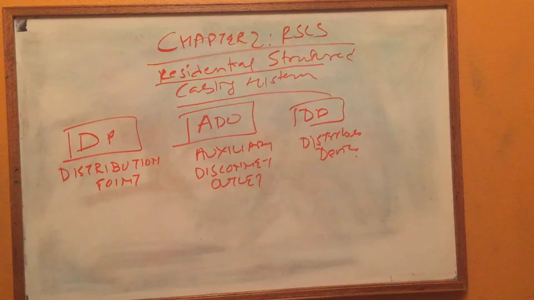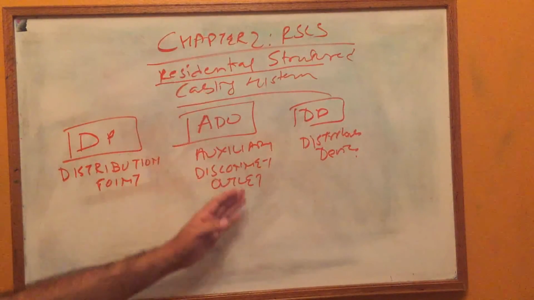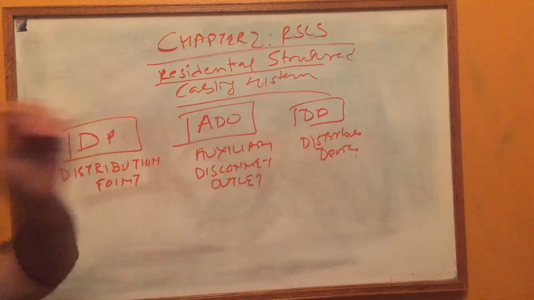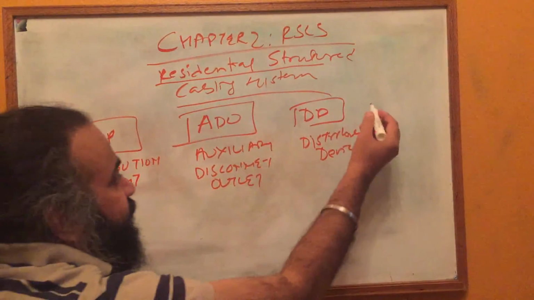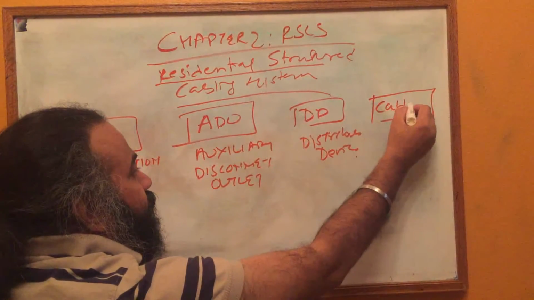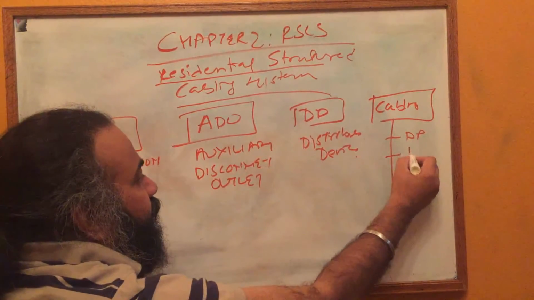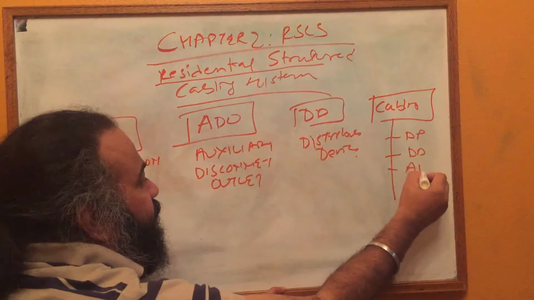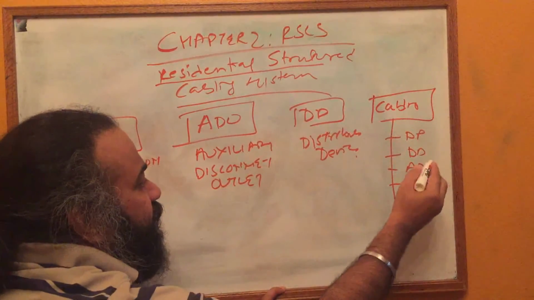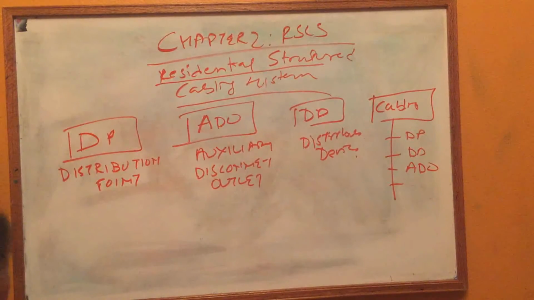And then they will talk about a lot of cabling related to all of these. They will talk about the cabling about the DP, the cabling about ADOs, and the cabling about the DDs. So what I did is I just put all of the cabling into one cabling platform. So there is cabling related to DP, distribution points, distribution devices, auxiliary disconnect outlets, and a couple of other different things which are related to that.